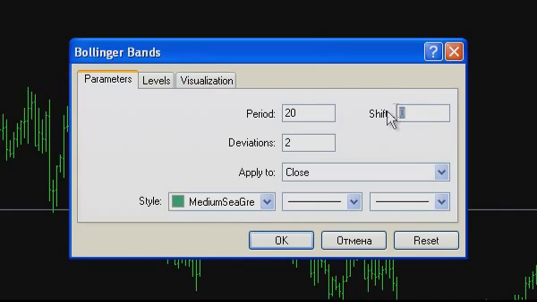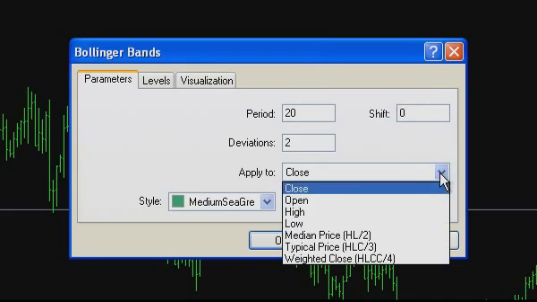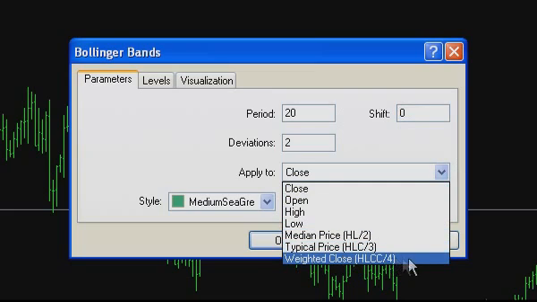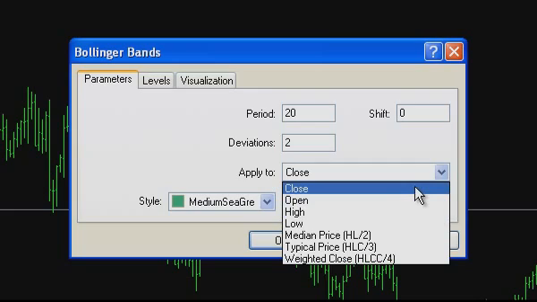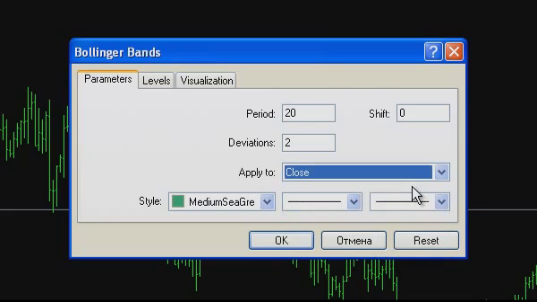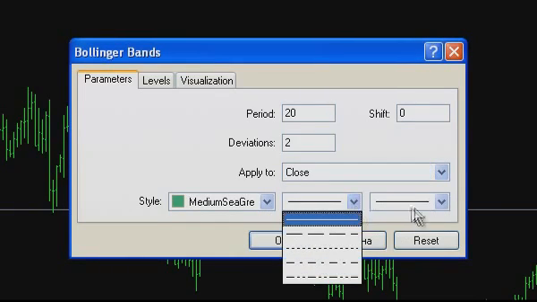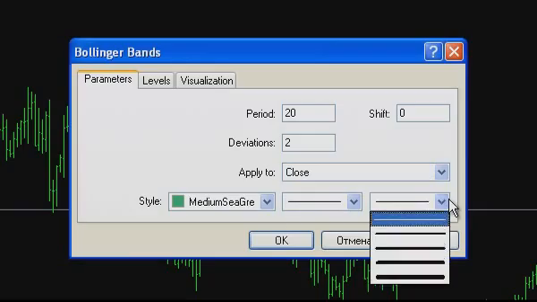The Shift parameter allows moving Bollinger Bands onwards or backwards by several bars. The Apply to parameter is designed to determine which price parameters will serve as the basis for plotting a simple moving average and the upper Bollinger Bands boundaries. The color and the style of the indicator are selected with the help of other parameters.